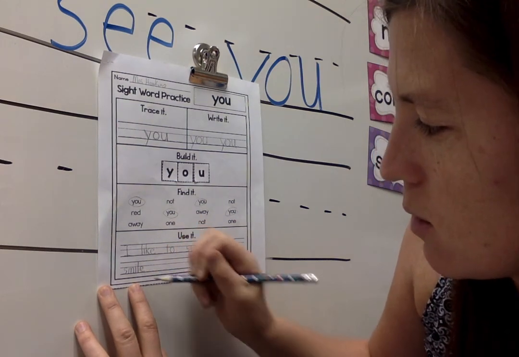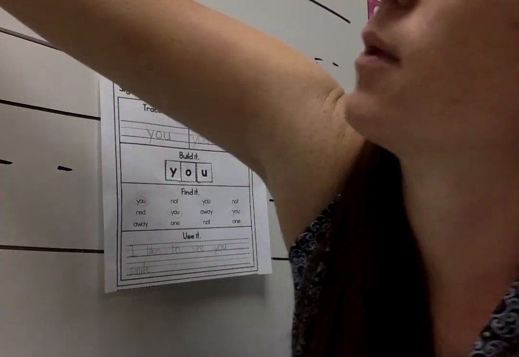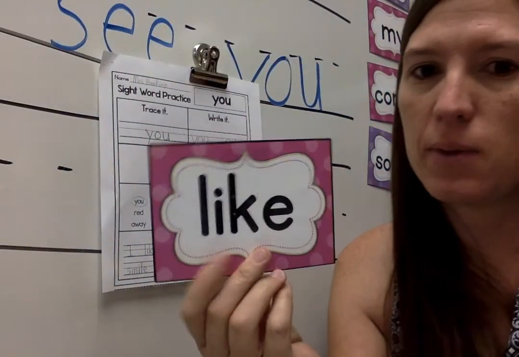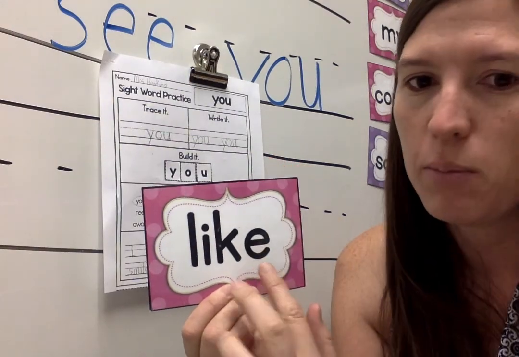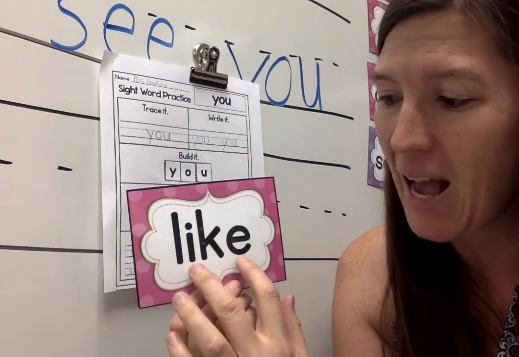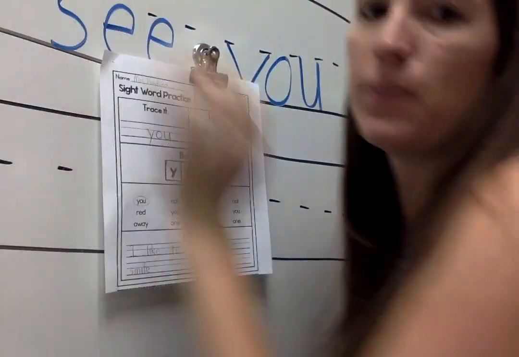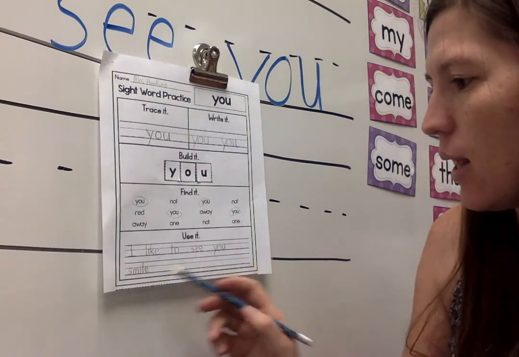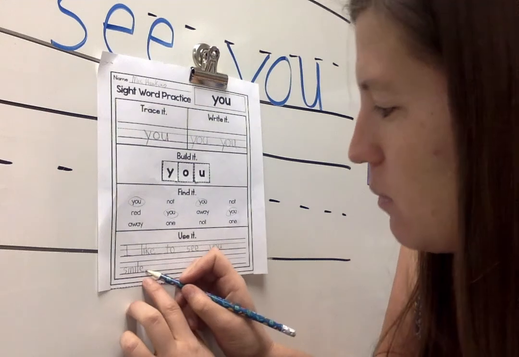Silent E. Just like in like, actually. Like does the same thing. Ike. We hear all those sounds, but the silent E makes I say its name. Peace sign. Like. Here we go. That's a good connection. I like to see you smile. What do I need at the end of my sentence? Period. My punctuation.